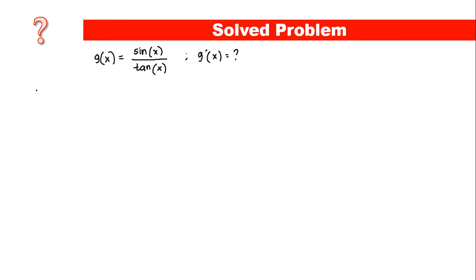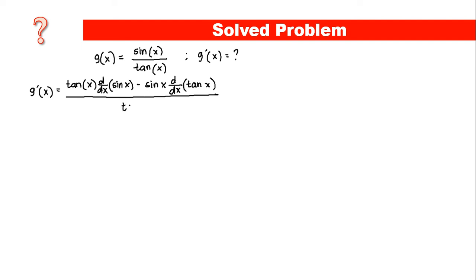So, if we are going to use the quotient rule, yung ating g prime of x is the denominator, which is tangent of x, times the derivative ng numerator, sine of x, minus the numerator, sine of x, times the derivative of the denominator. Okay? Tangent of x. All over the square of the denominator, which is tangent square ng x.